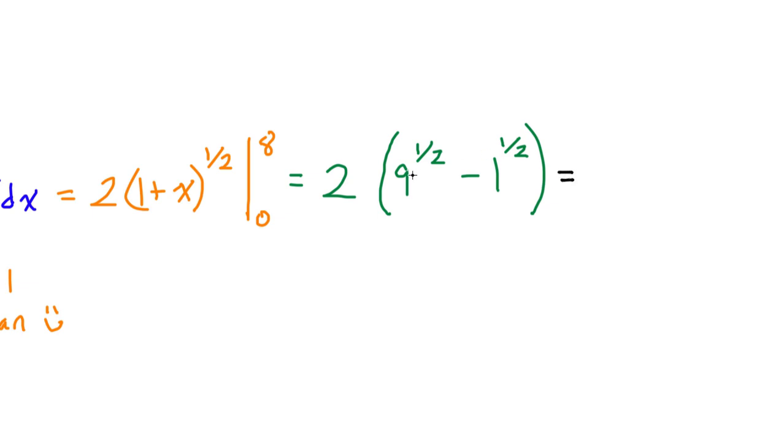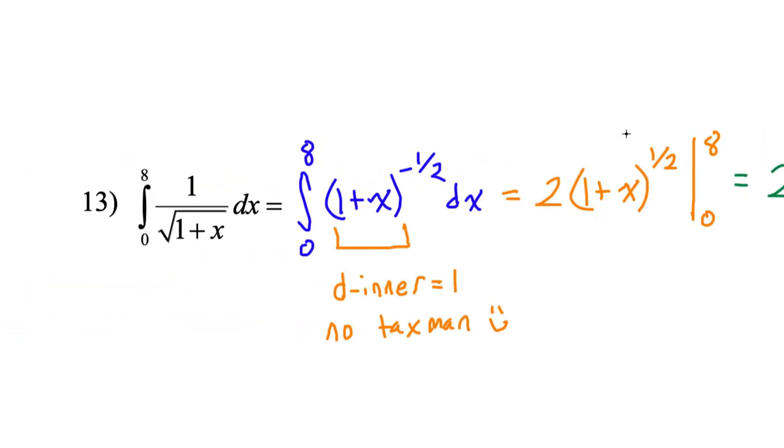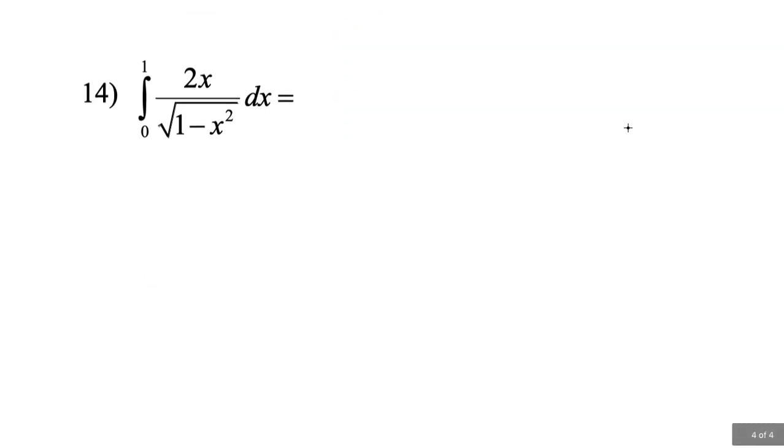Finally, what is 9 to the power of 1/2? That's a square root of 9, so I'll rewrite that. That's a square root of 9 and the square root of 1. So the square root of 9 is 3. 3 minus 1 is 2. So I'm really doing 2 times 2, which is 4. Final answer, box it.